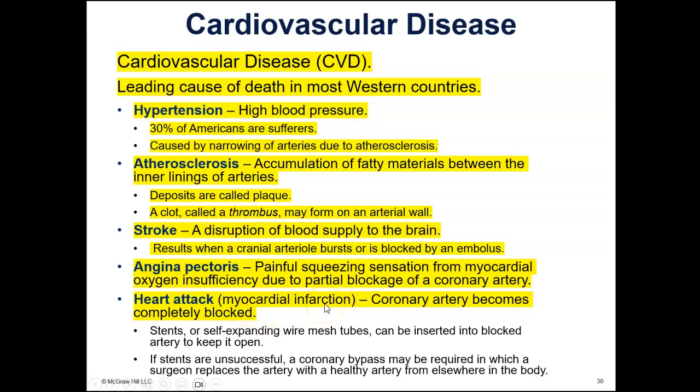Okay. Now, the pain in the chest, the squeezing sensation that comes due to a blockage, which often happens during a heart attack, is called angina pectoris. It just means chest pain.